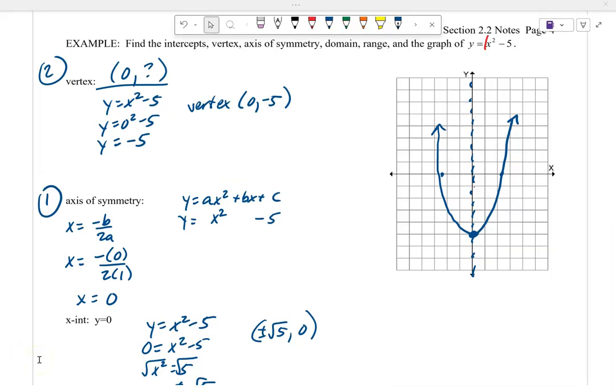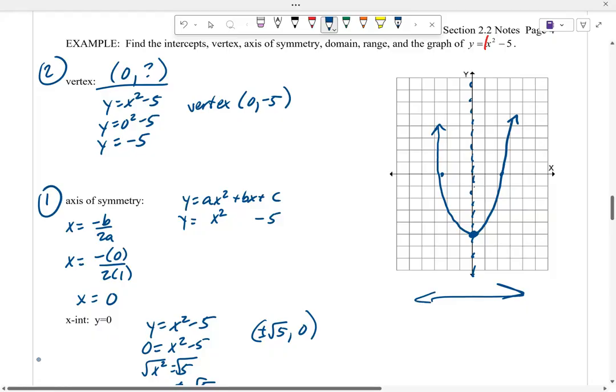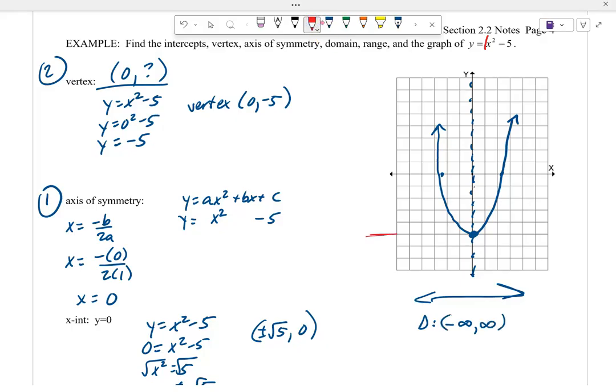Notice here that we have a domain, all real numbers. Doesn't matter what our x is, it'll spit out a y. So our domain, all real numbers. Range, on the other hand, notice our lowest y value here is at negative 5, and then it goes up to infinity, right? So our range here would hit that negative 5 and then go up from there.